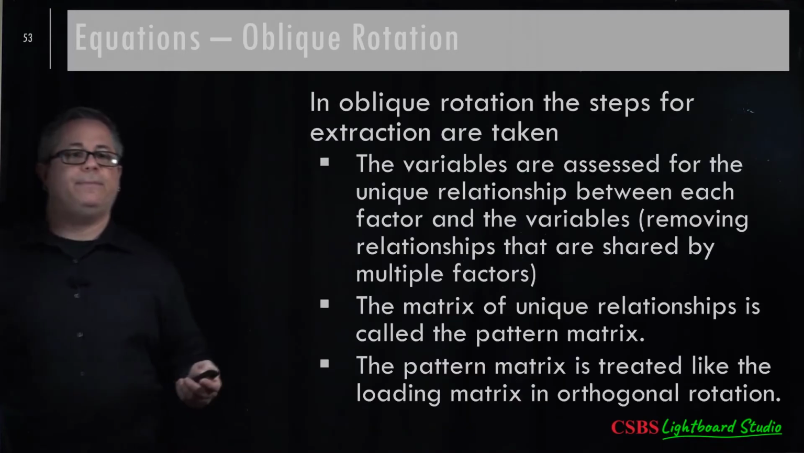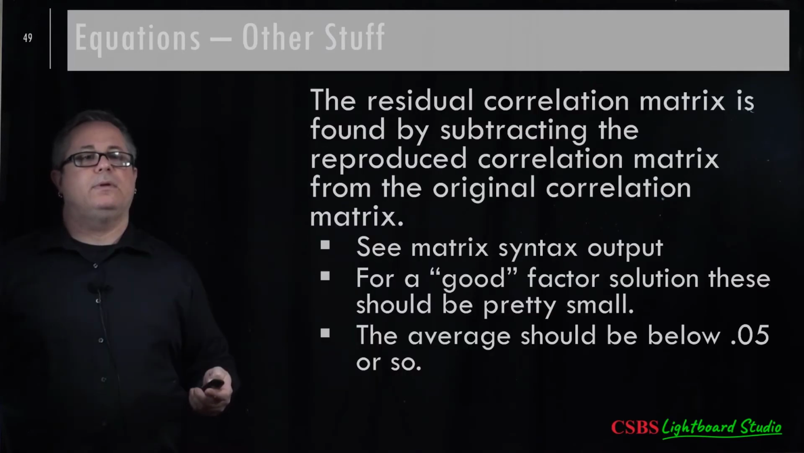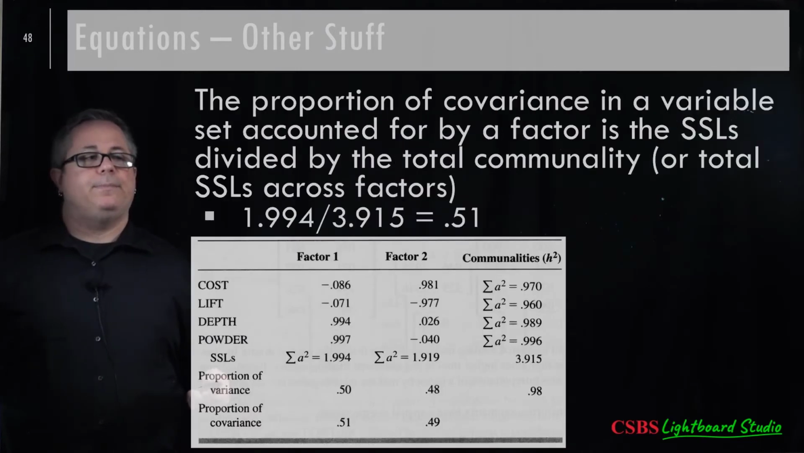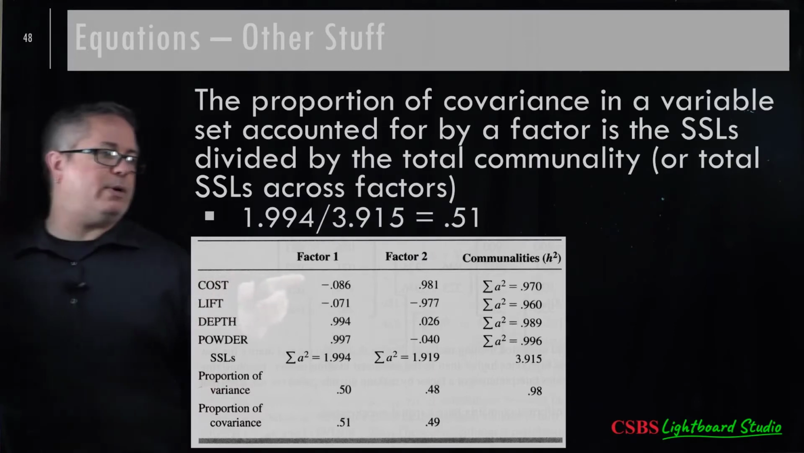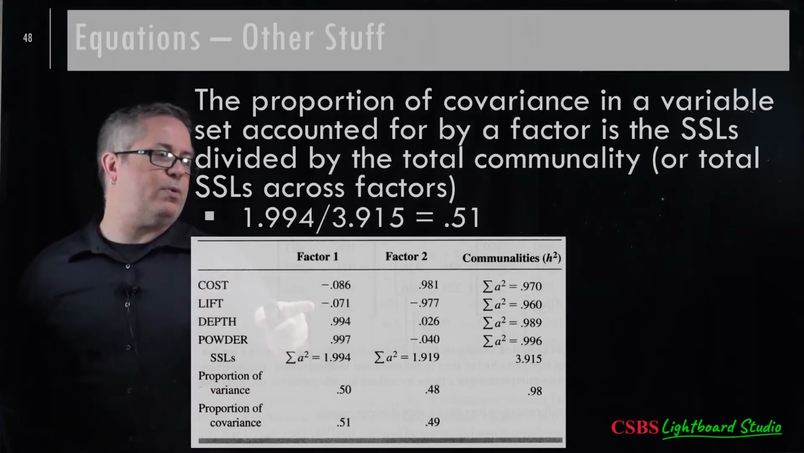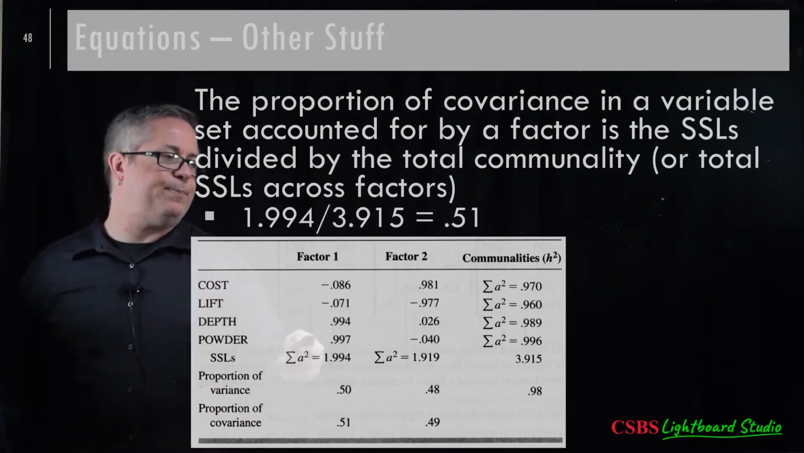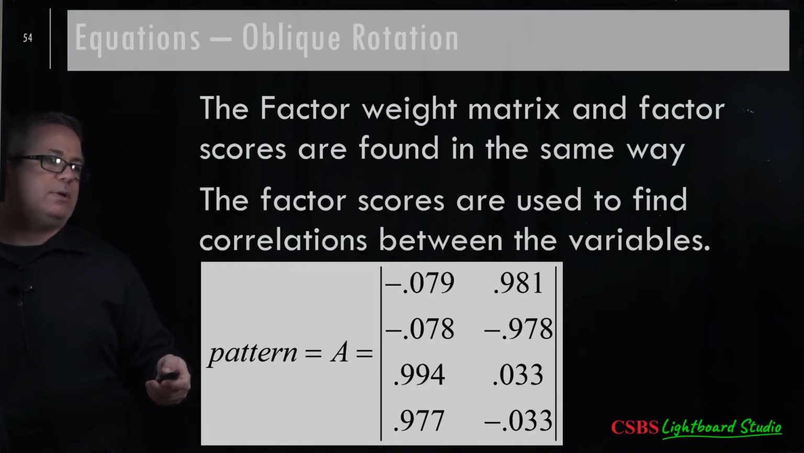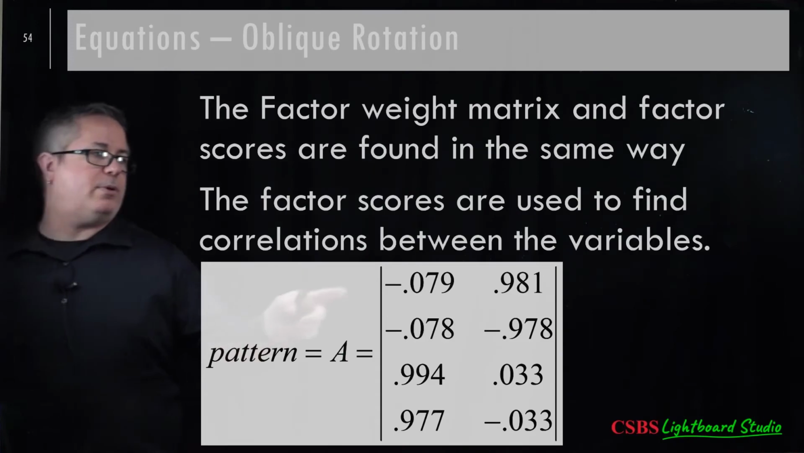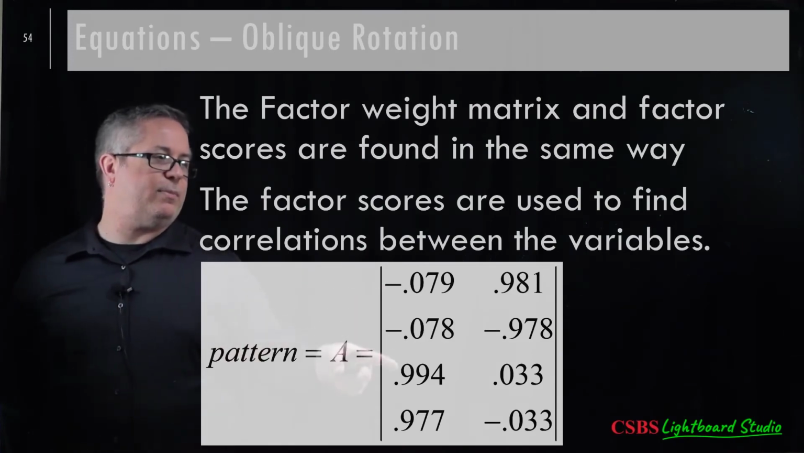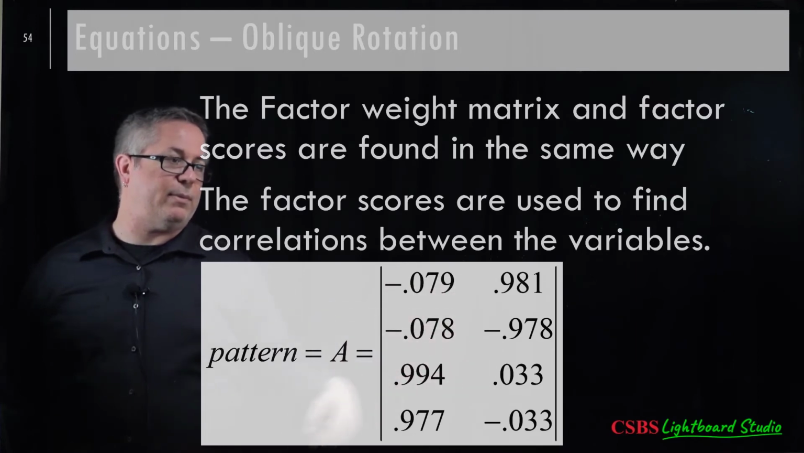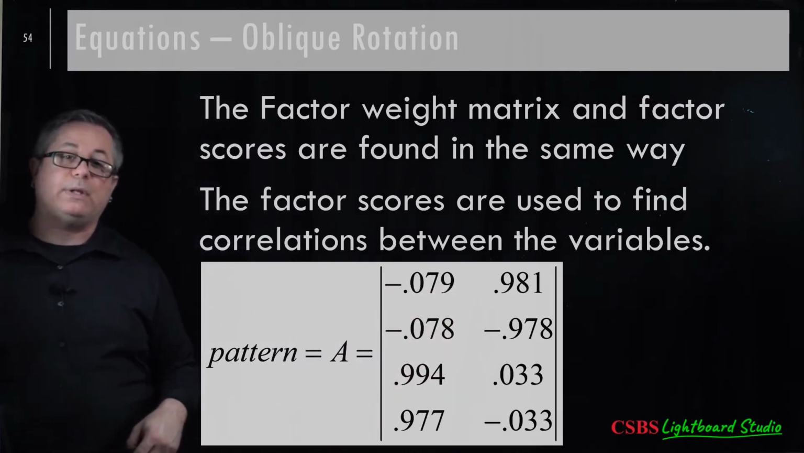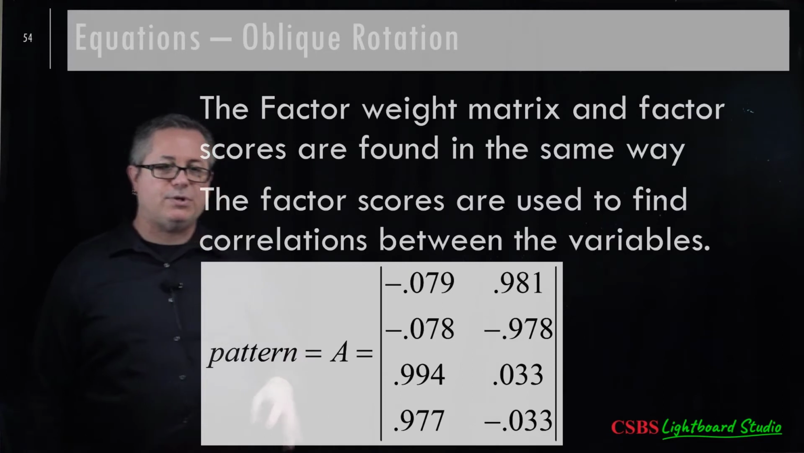Go back to here for a second. So here it's negative 0.086, negative 0.071, 0.994, 0.997. The values have changed. This is now the oblique rotation: negative 0.079, negative 0.078, 0.994, 0.997. These aren't super different. Why? Because these factors aren't particularly correlated, so we're not getting a whole lot of change.